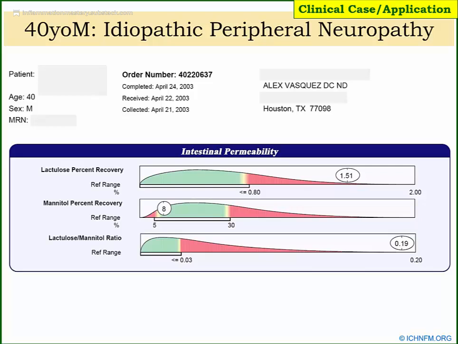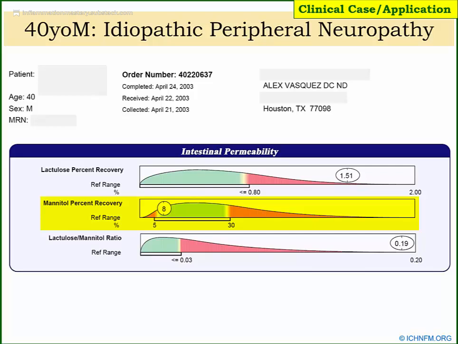So here you can see the results of his lactulose and mannitol assay. You can see that his lactulose percent recovery is quite high, so that correlates with a leaky gut. Remember, I told you before that lactulose rhymes with leaky. And so this indicates mucosal damage and increased permeability, or mucosal hyperpermeability. You also see that his mannitol percent recovery is on the low end, and I mentioned to you before that mannitol rhymes with malabsorption and malnutrition.